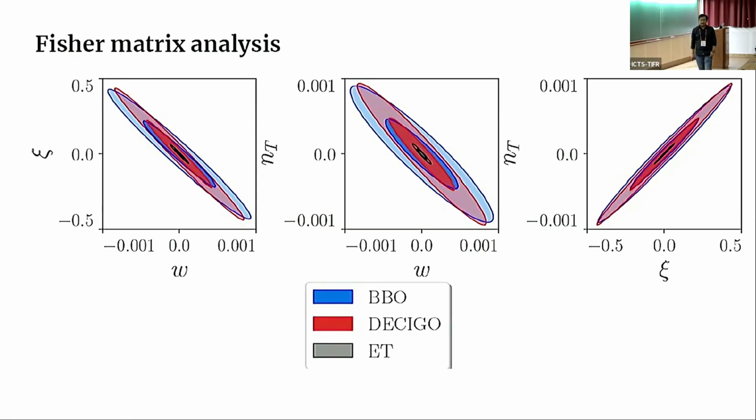The interesting thing is that the equation of state for all the 3 detectors are in negative correlation with xi and nt, and xi and nt are in positive correlation for all the 3 detectors. At the same time, I will try to draw your focus to these black contours. This black contour represents the ET, and you can find the uncertainty for the ET is quite smaller.